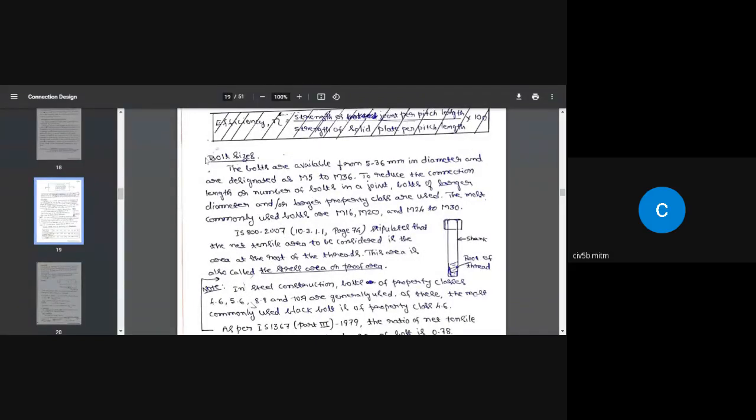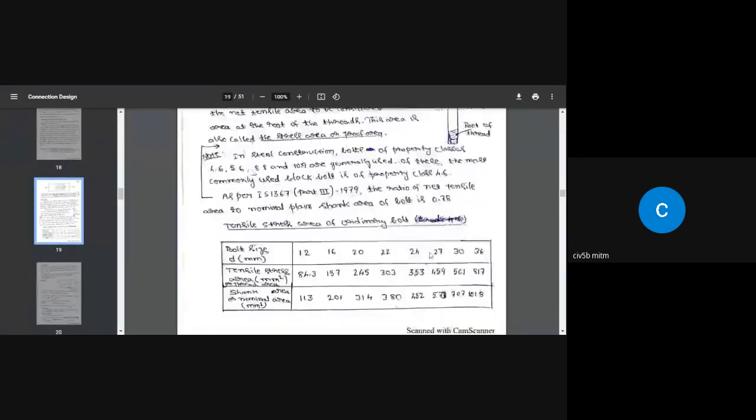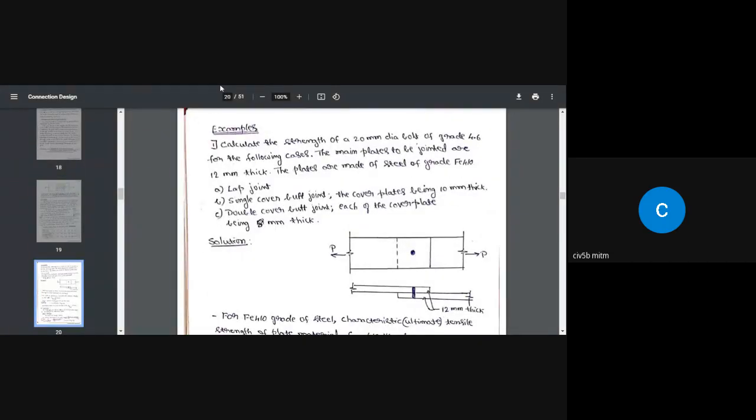Bolt sizes. If you look here, the bolts are available from 5 to 36 millimeter in diameter and are designated as M5 to M36. M5 bolt, M10 bolt, M12, M16, M20 bolt. M20 means 20 millimeter diameter bolt. So 20 stands for the diameter of the shank, but not the thread area. Okay, going further, I'm going to take up a problem.